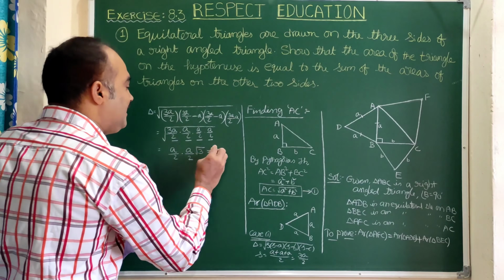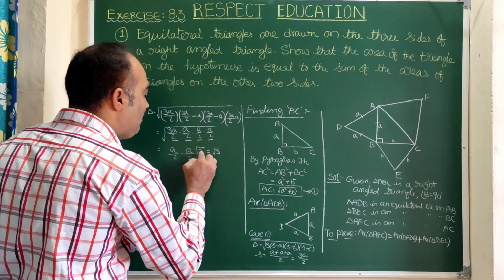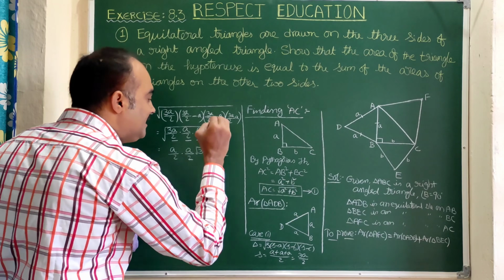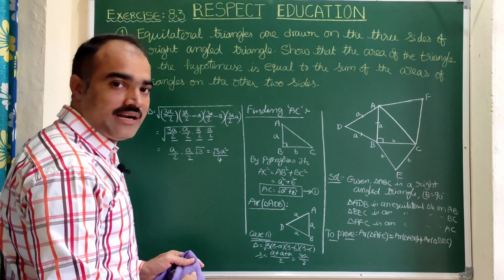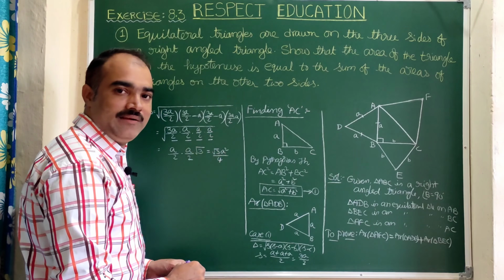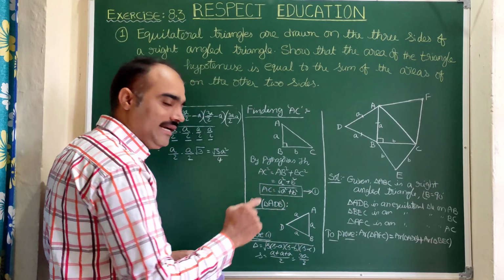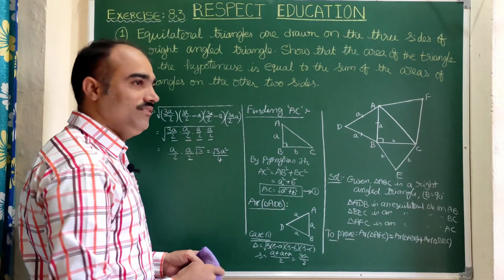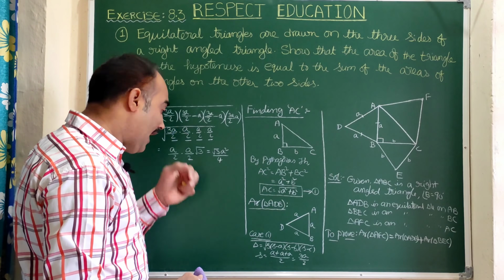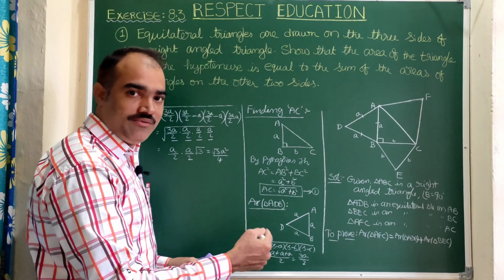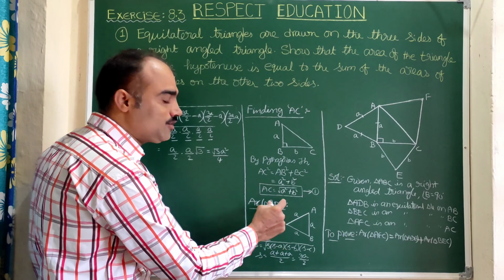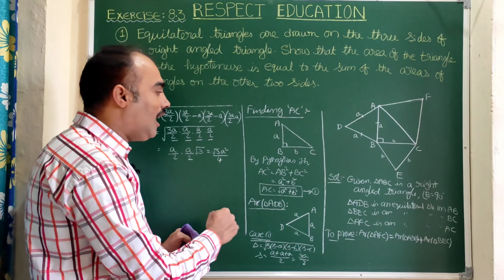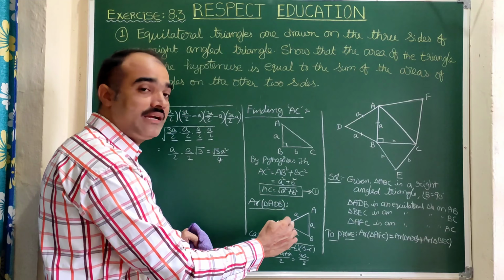Clear? We can write it in a simple manner: root 3, A into A is A square, by 2 twos are 4. This is the area of an equilateral triangle whose side is A. This is one of the ways, and I will tell you the other way of finding area after completion of this problem, because in the middle you may get confused. So let us continue this problem.